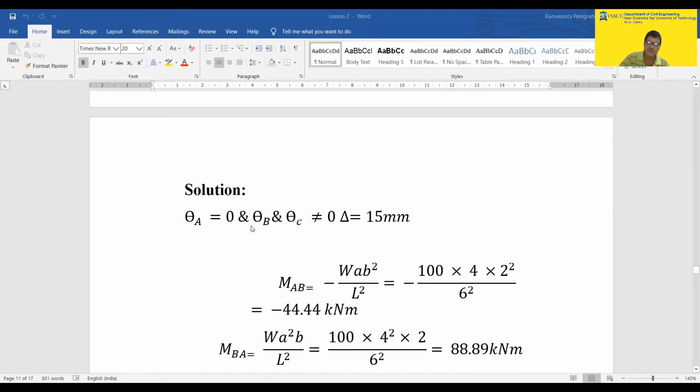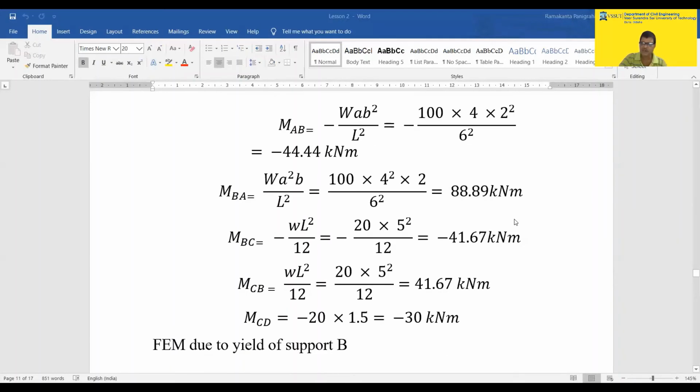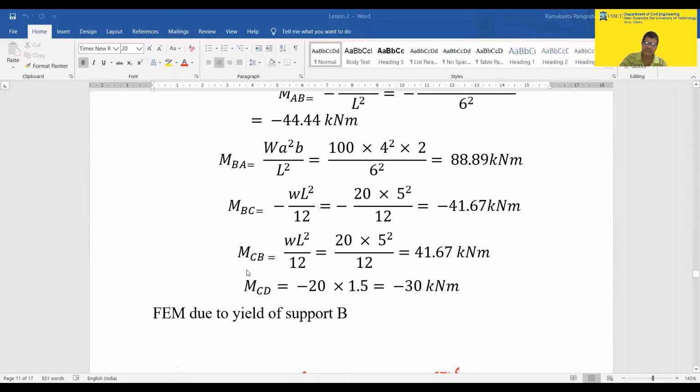Theta A is 0, theta B, theta C are not equal to 0, and the delta value is different. Now calculate the value of MAB, which is equal to minus W a b square by L square. Like the similar problem, we already found minus 44.4 Newton meter. MBA is 88.89 Newton meter. MBC is minus W L square by 12, MCB also W L square by 12, so minus 41.67 and plus 41.67. MCD is minus 21.5, already explained how the value minus 30 comes.